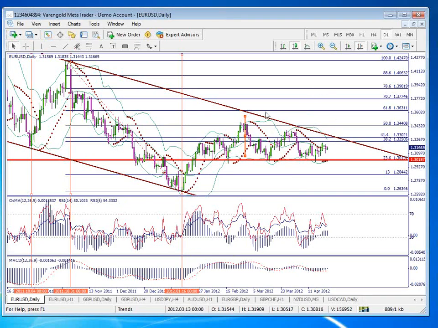In this triangle, we will have the continuation. We have the base of the triangle, so something like this. And when we see the break of that trend line, probably the pair will try to reach 61.8, and after that go into the down direction. I think something like this.